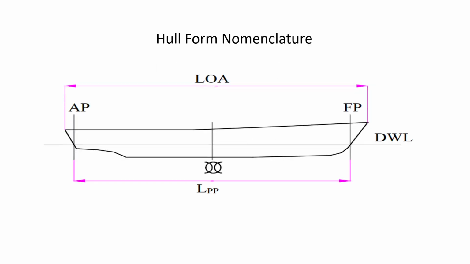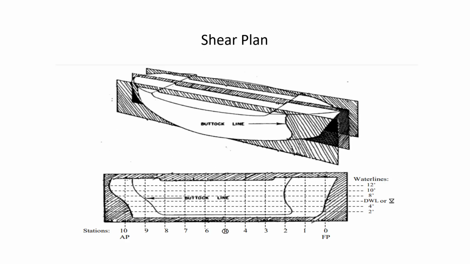Now, what are the hull form nomenclatures? You all know that the length overall is the length from the foremost to the aftmost part of the ship, and the length between perpendiculars is between the perpendiculars, and DWL, that is the design water line, which in your terminology you will call the summer load line. Now here you will have a clear picture.